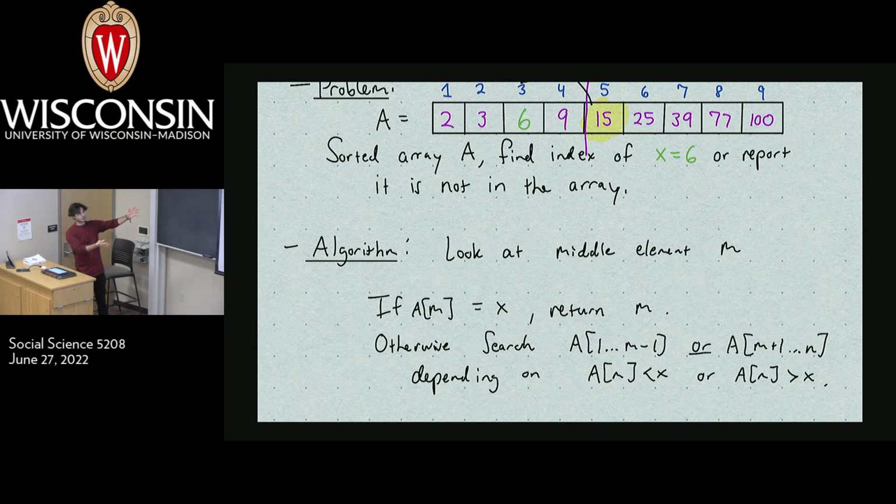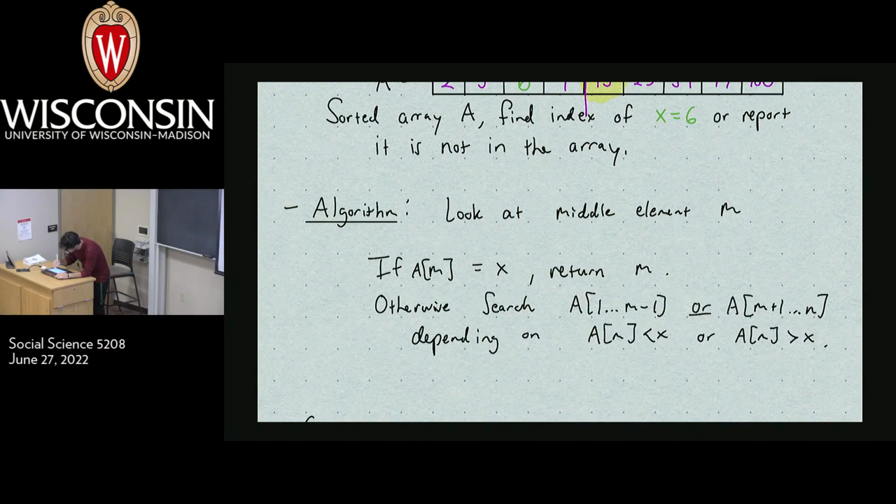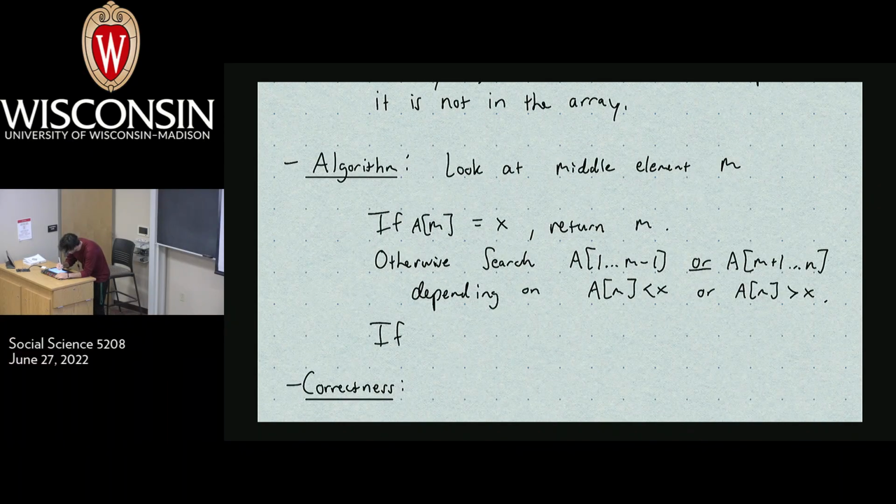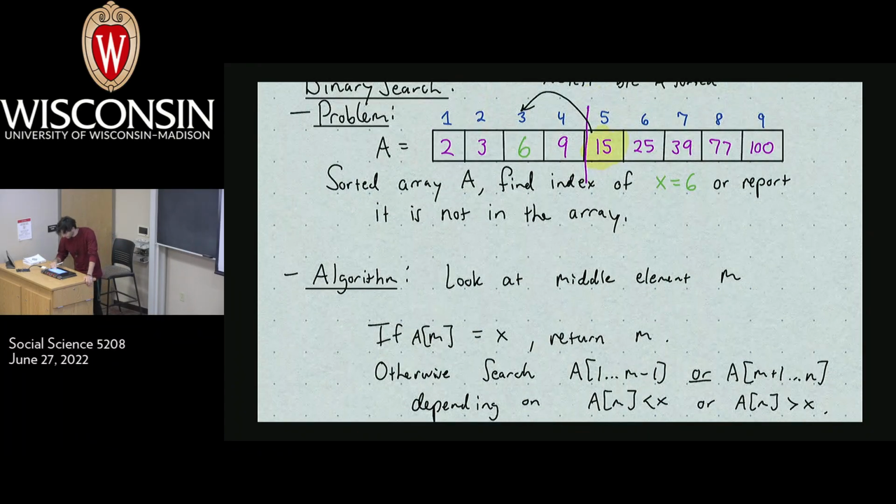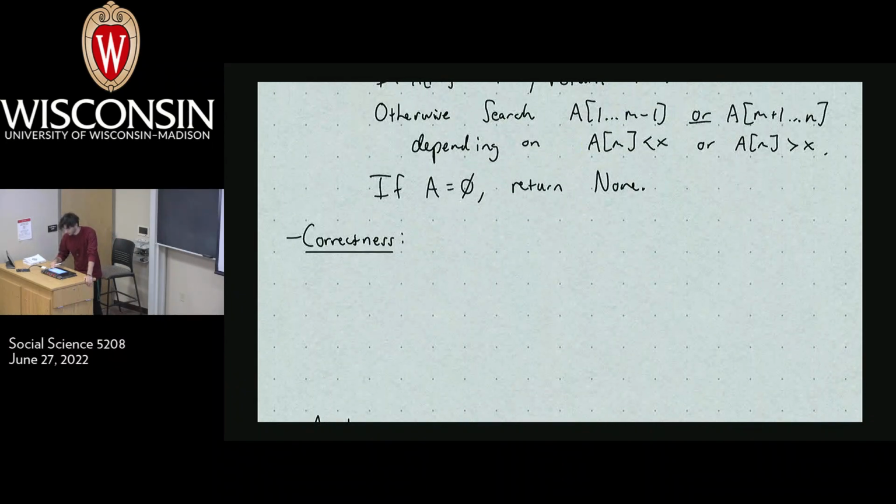What's the assumption we're making? Well, we're assuming there's a middle element, right? Which means there are some elements. So if A is empty, i.e. there are no elements, then we return none to indicate it's not in the array. There's nothing in the empty array.